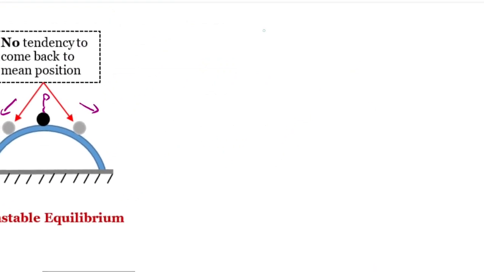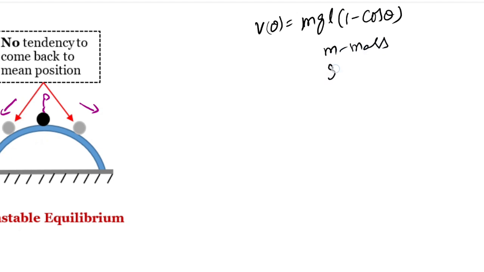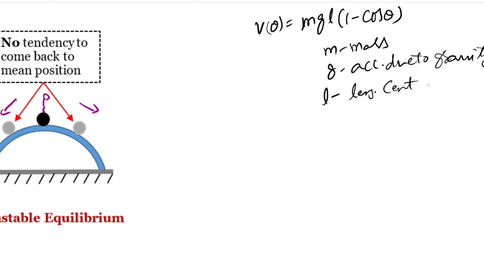For example, if a pencil is balanced on its tip, the potential energy can be given as V of theta is equal to mgL into (1 minus cos theta), where theta is the angle from the vertical, m is the mass, g is acceleration due to gravity, and L is the length to the center of the mass.